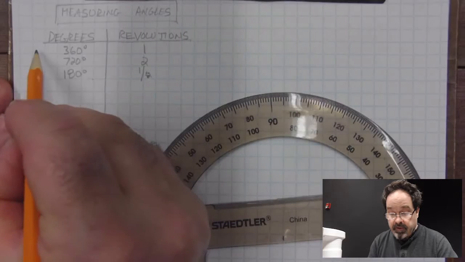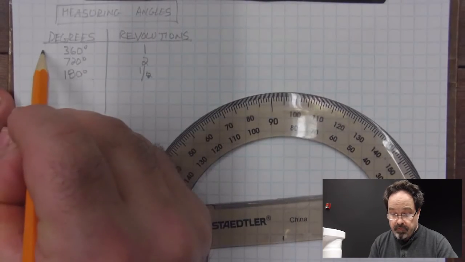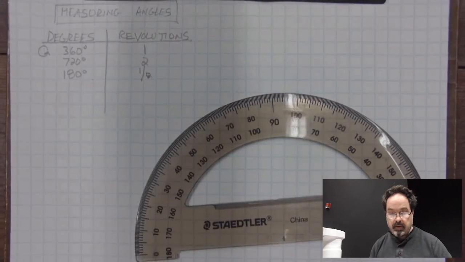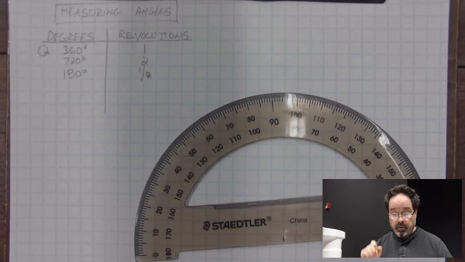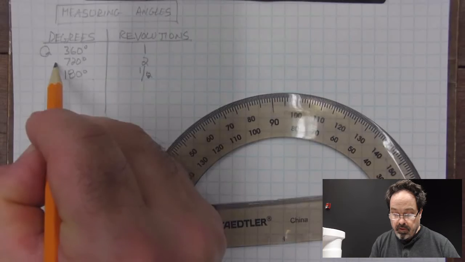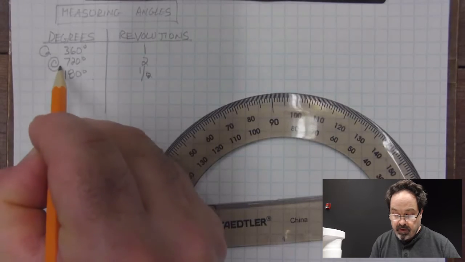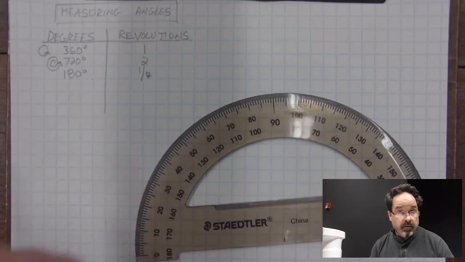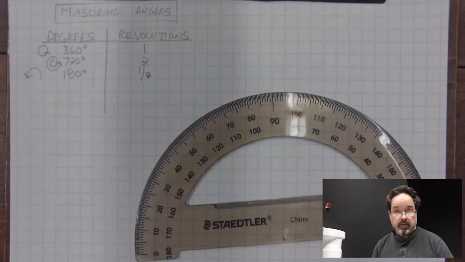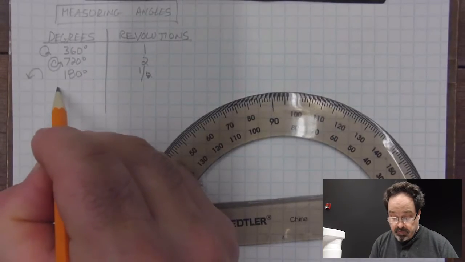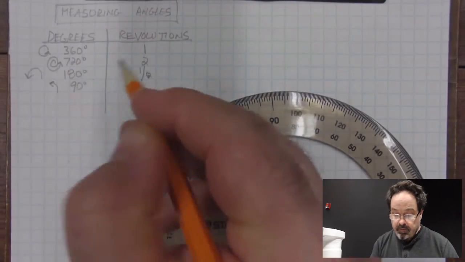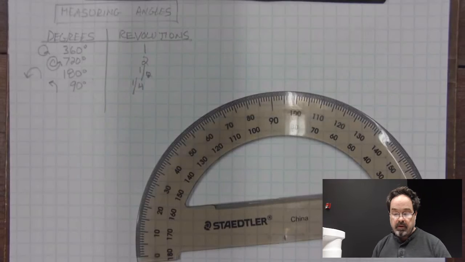We can give kind of a diagram to these measures. We could imagine going all the way around once, like an arrow that returns to where we started. That's a full revolution, 360. 720 would be going around once and then a second time. So 180 degrees, half a revolution, is only going halfway around. Some other common fractions would be going 1/4 of the way around. And this is 90 degrees, 1/4 of a revolution.